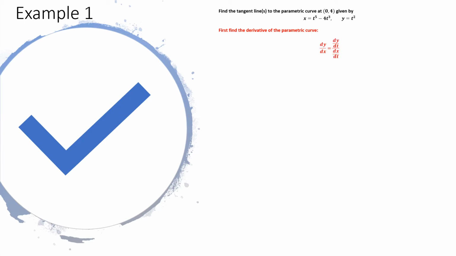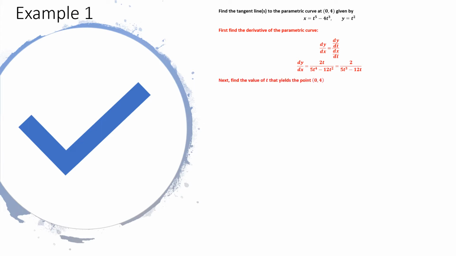So remember, your derivative is dy over dx equals dy over dt over dx over dt. And so dy over dt is 2t, and dx over dt is 5t to the 4th minus 12t squared. Simplifying that out, canceling out a t, I'm left with the derivative of 2 over 5t cubed minus 12t.